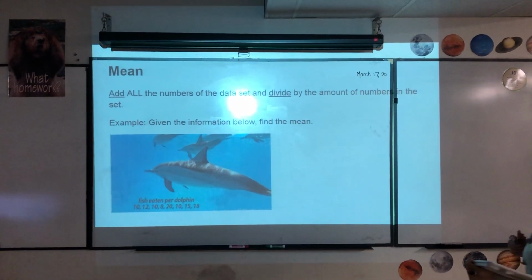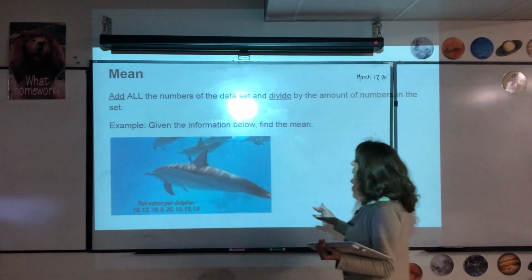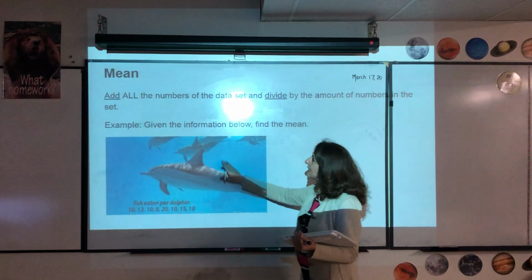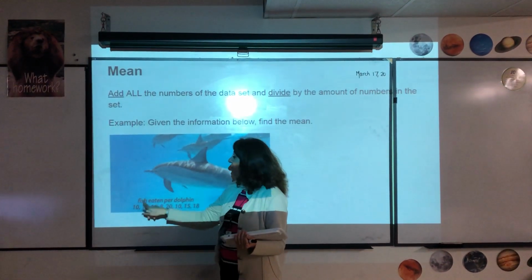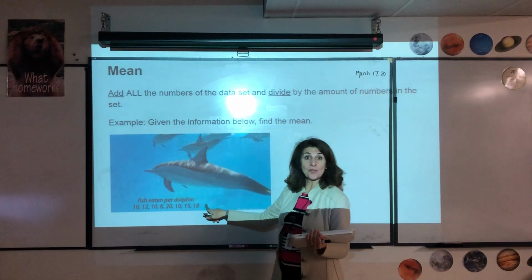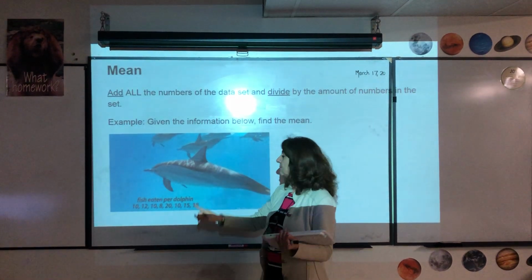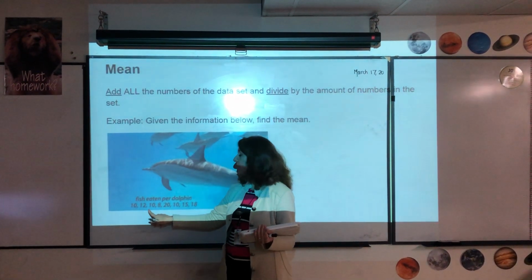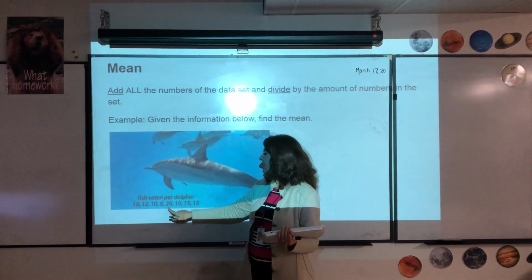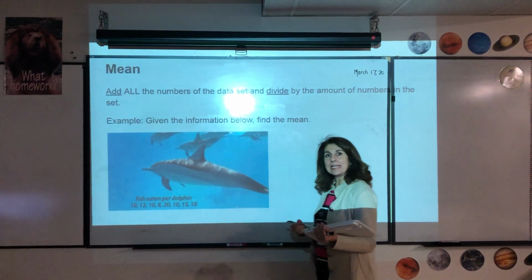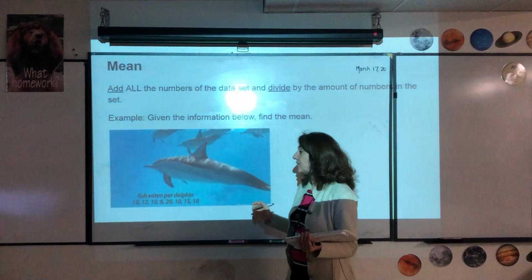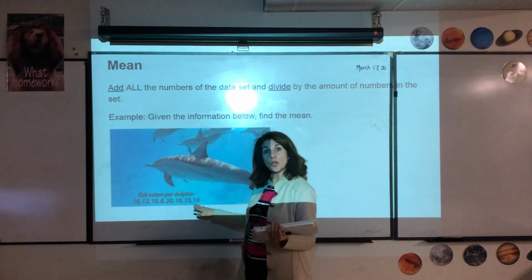So here we have a very cute dolphin. The information that is given to us is the fish eaten per dolphin. So we have here some numbers: 10, 12, 10 again, 8, 20, another 10, 15, and 18. That is the amount of fish eaten per dolphin.